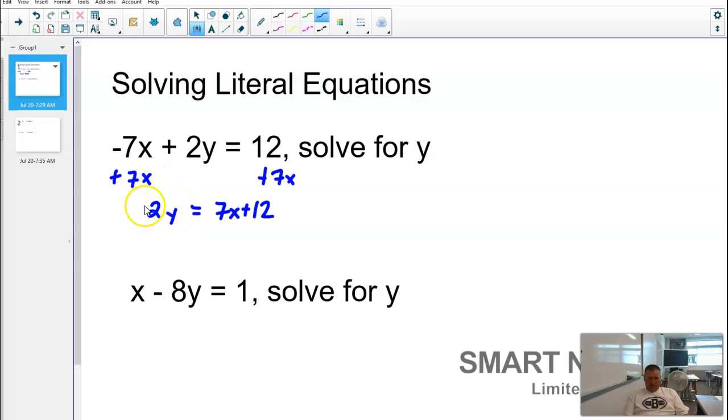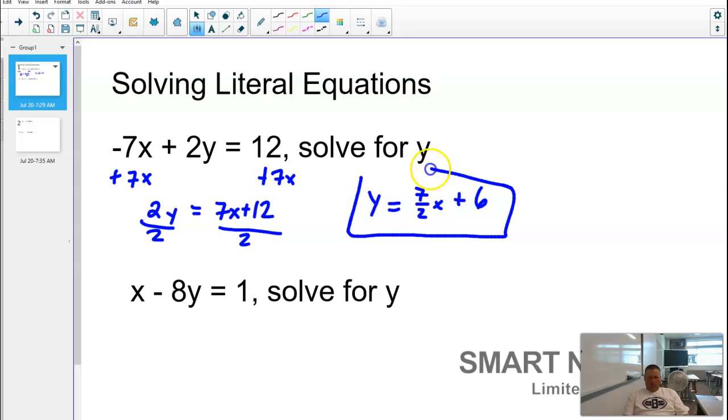This is good because I've got only just the 2 left. Now I'm just going to divide this by 2. I have to divide the whole thing by 2 here on the right-hand side. On the left side, I'm just left with 1y. And then on the right-hand side, I'm going to divide the 7 by 2, which I'm just going to leave as 7 over 2x. If you want to go 3.5, that's all right, but I like to leave it as a fraction. And then plus 12 divided by 2, which is 6. And that'll be my final literal equation.